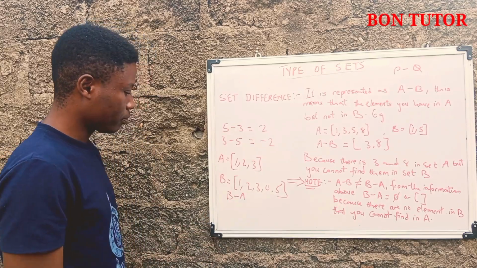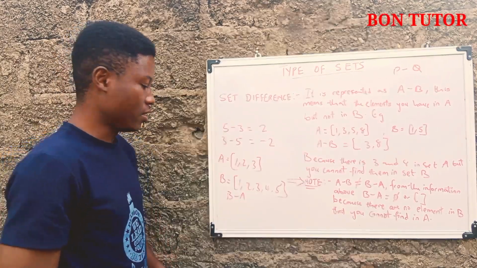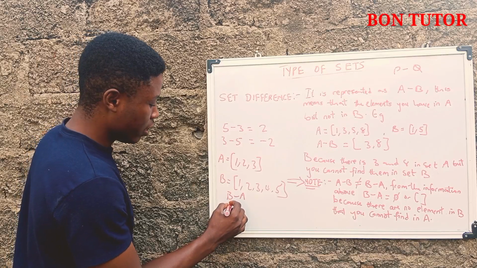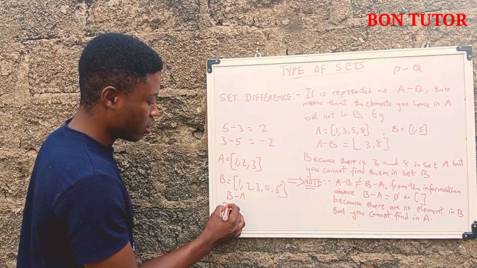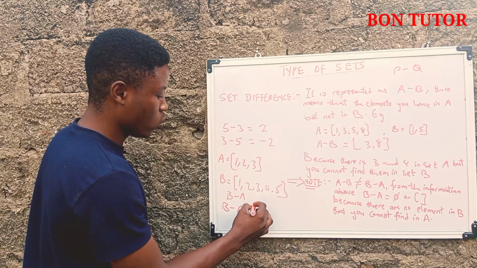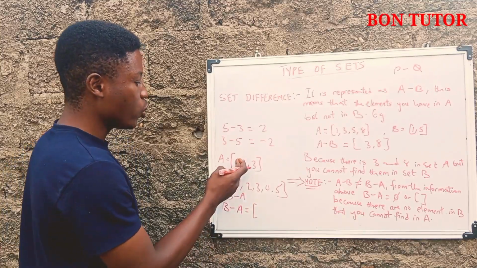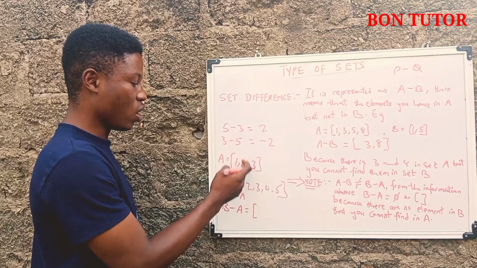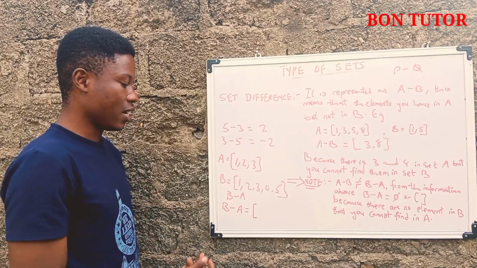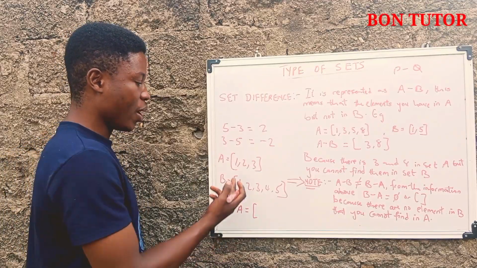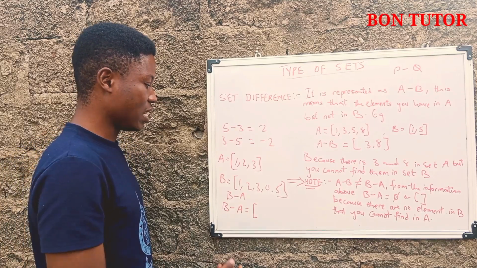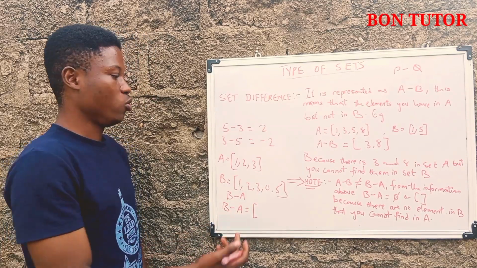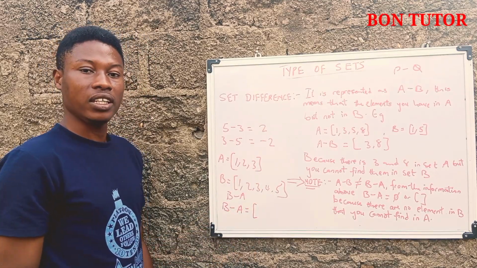Welcome back. Your answer to this is B minus A equals, open parenthesis. You have 1 in A, you have it in B. That means you have it in both. That's not the answer. You have 2 in B, you have it in A also. That is not the answer. You have 3 in B, you have it in A also. That is not the answer.